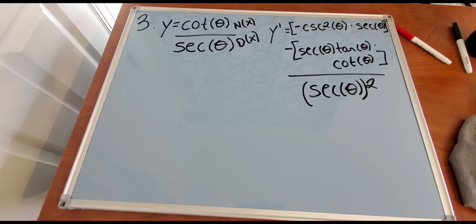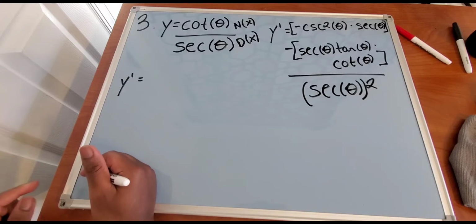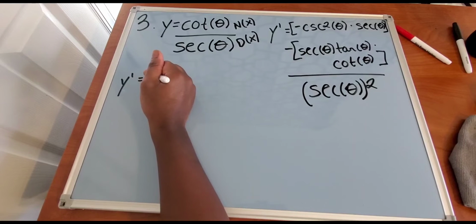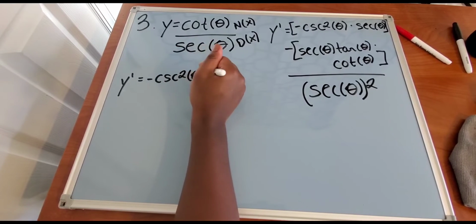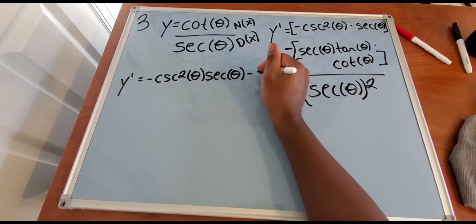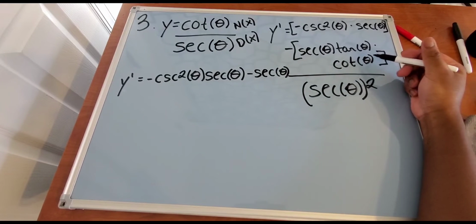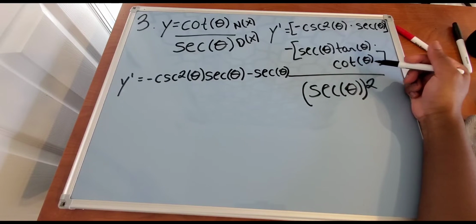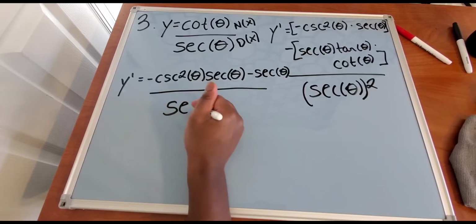So a couple things stand out to me here. This tangent theta and this cotangent theta will become 1. So we can say that y prime is equal to, and secant theta and cosecant squared theta doesn't cancel off into anything. So it's negative cosecant squared theta times secant theta minus secant theta, because this part becomes 1. Tangent is sine theta over cosine theta. Cotangent theta is cosine theta over sine theta. So it's reciprocal, so that's just 1. All this over secant squared theta.